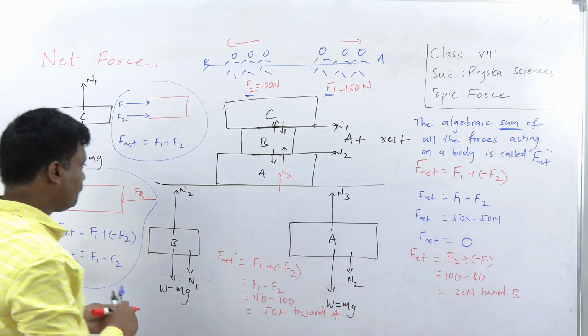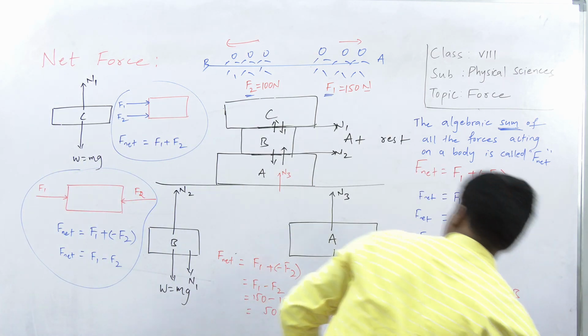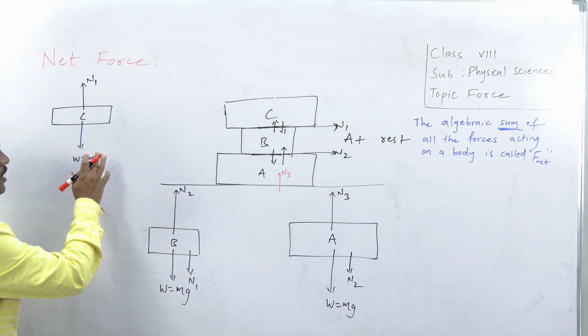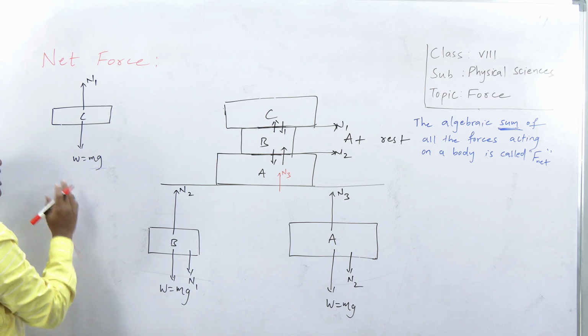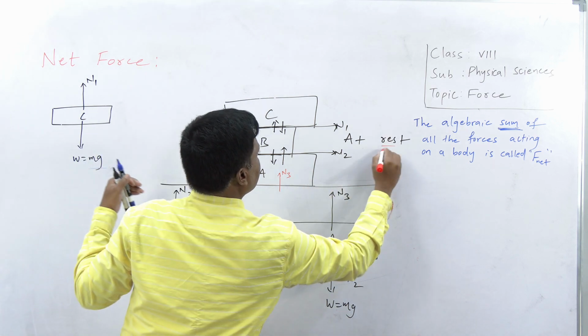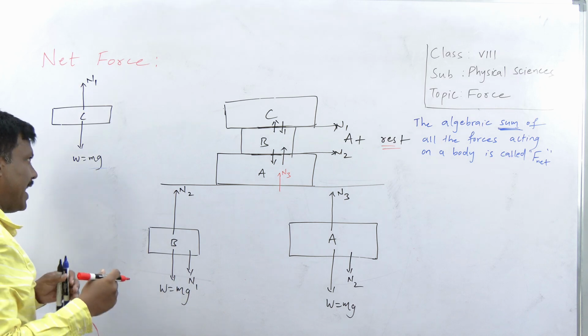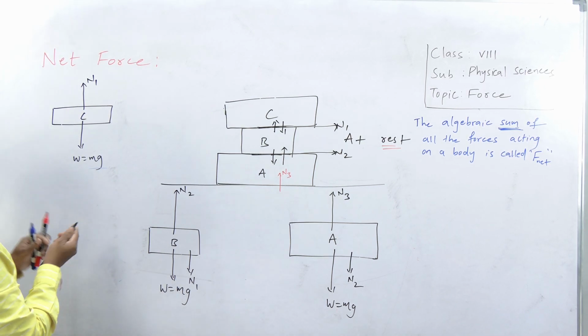See here. Now we are going to calculate the net force of these three blocks. Here how many forces are acting on the block? Two forces are acting. One is gravitational force, the other one is normal force. So this block is at rest, not moving. So what is the net force acting on it? 0. Then how do you calculate the net force now?